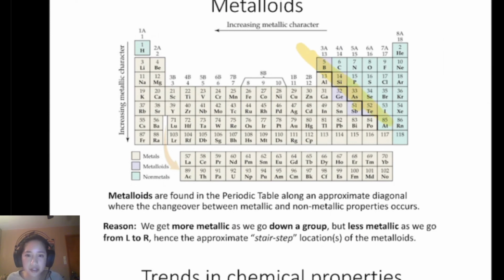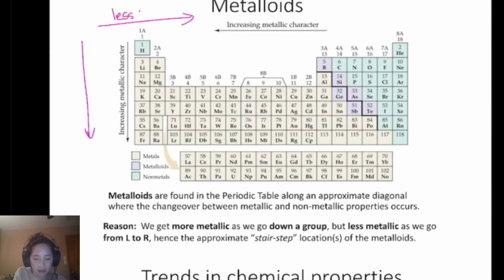All right, so you can see that metalloids are found on the periodic table right here in that purple stair-step region, the approximate diagonal where the changeover between nonmetals and metals takes over. The reason it's a stair step is that we get more metallic as we go down a group, and we get less metallic as we go left to right.